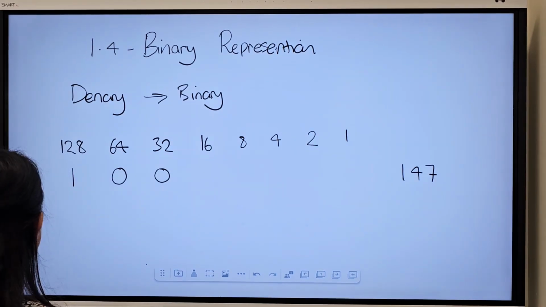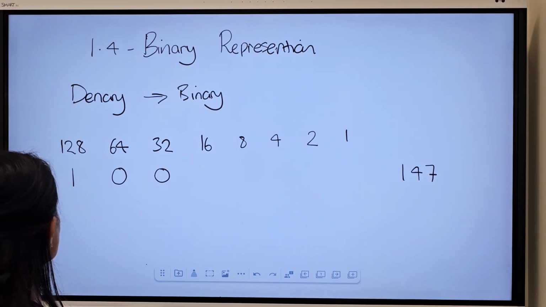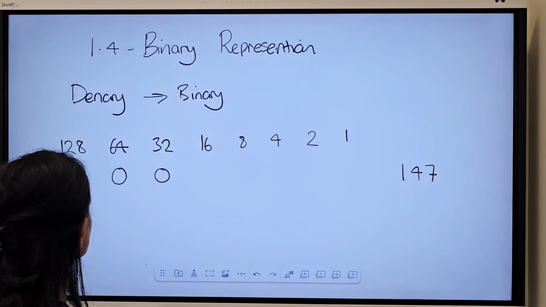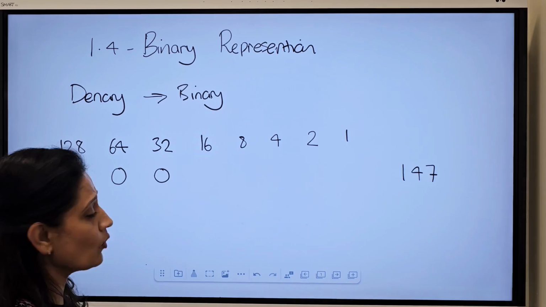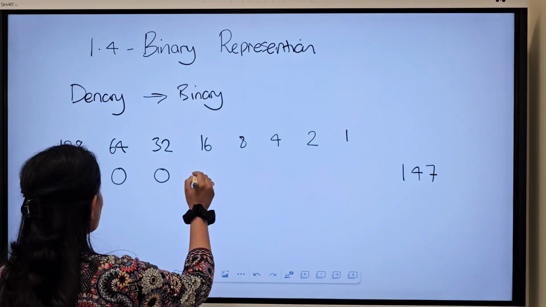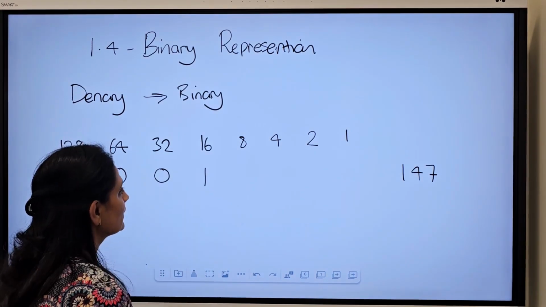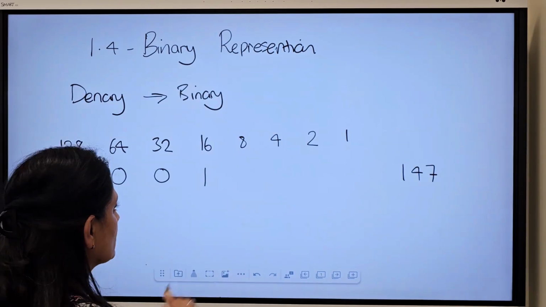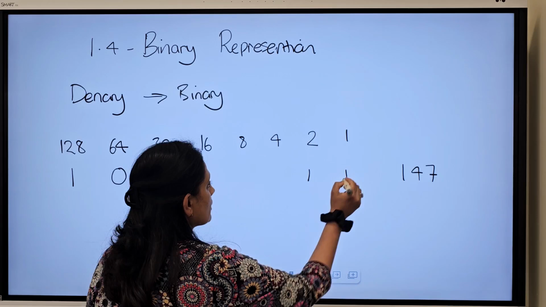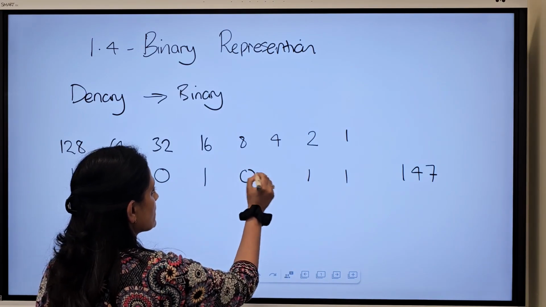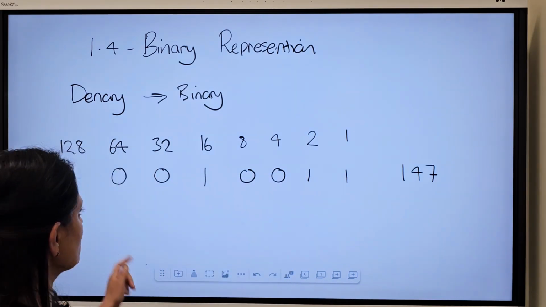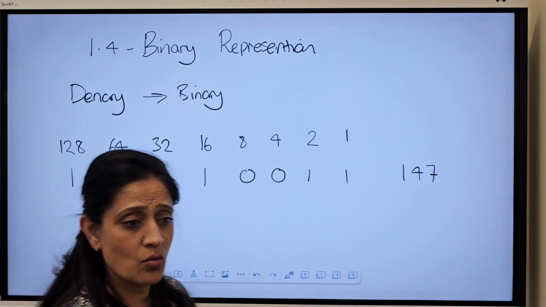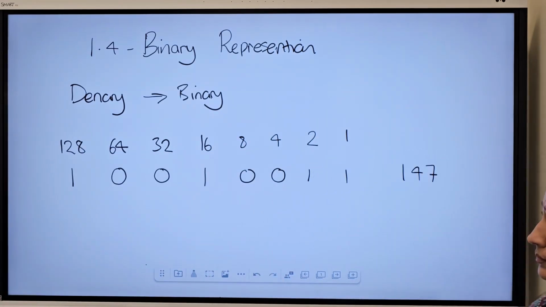That will give us 144. And that is a difference of 3 to 147. So 3 is there, 2 plus the 1, and we can put the zeros in there. So that gives you 1001 0011 for 147.